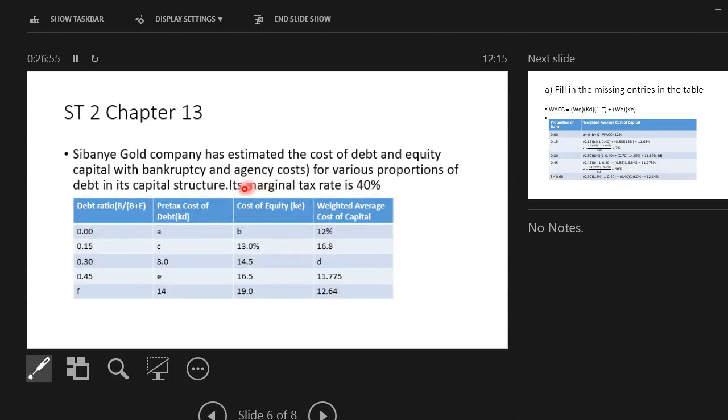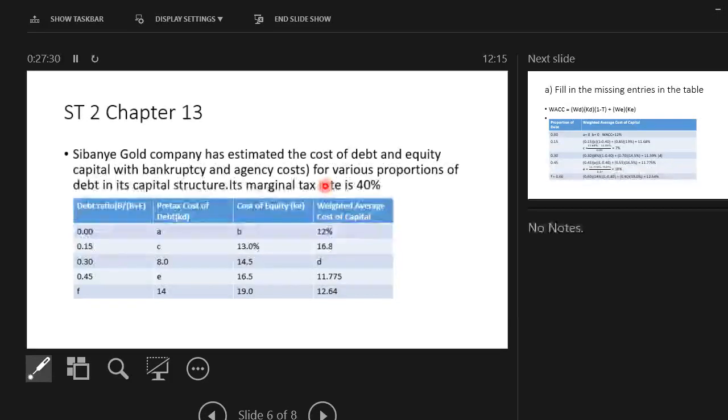But what I've also seen them doing is that sometimes they will give it to you as after-tax cost of debt. If it is after-tax cost of debt, then you do not need the marginal tax rate, because the tax has already been calculated for you.